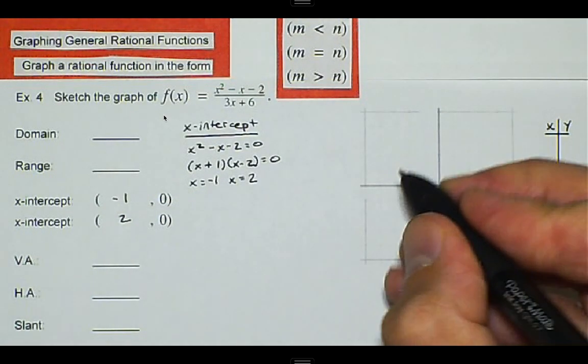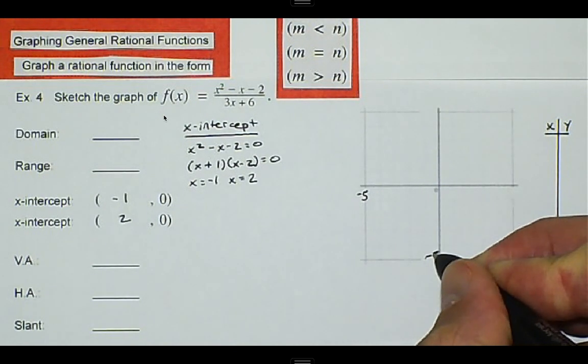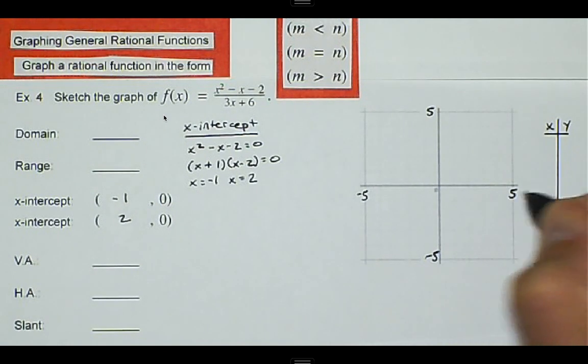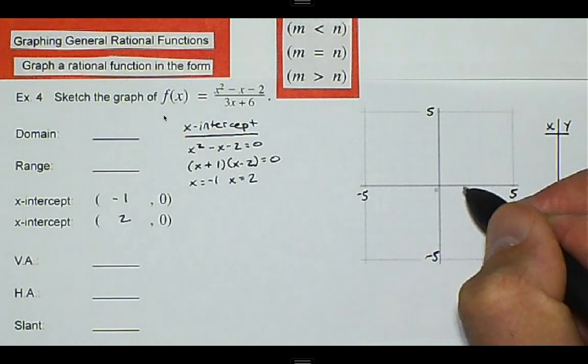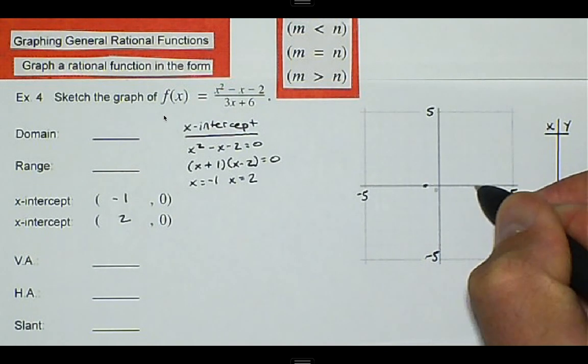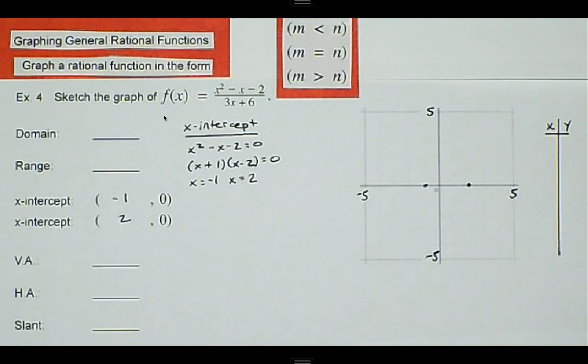And we can graph that as well. So negative 1, 0, and 2, 0. So we have those 2 points graphed right there.